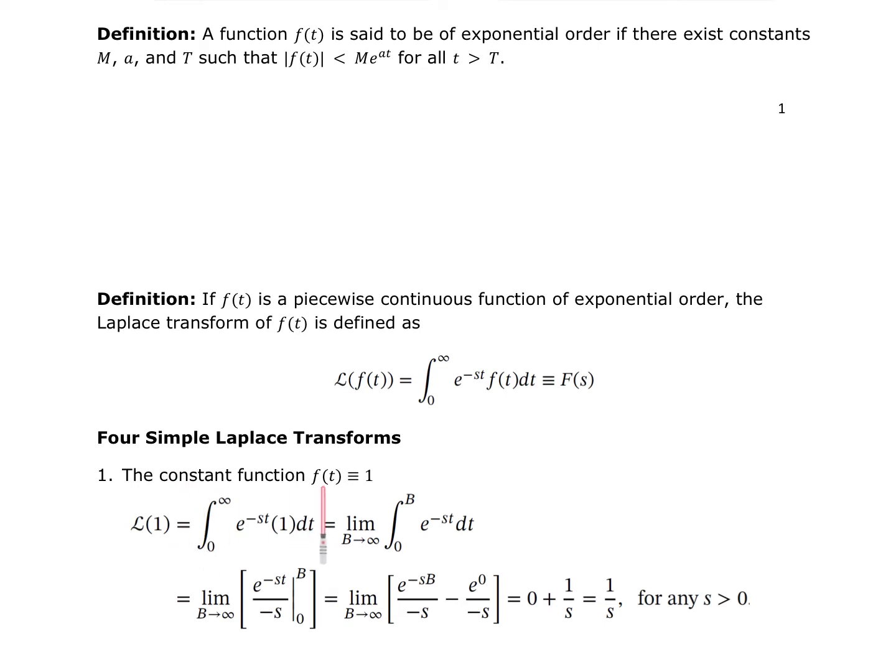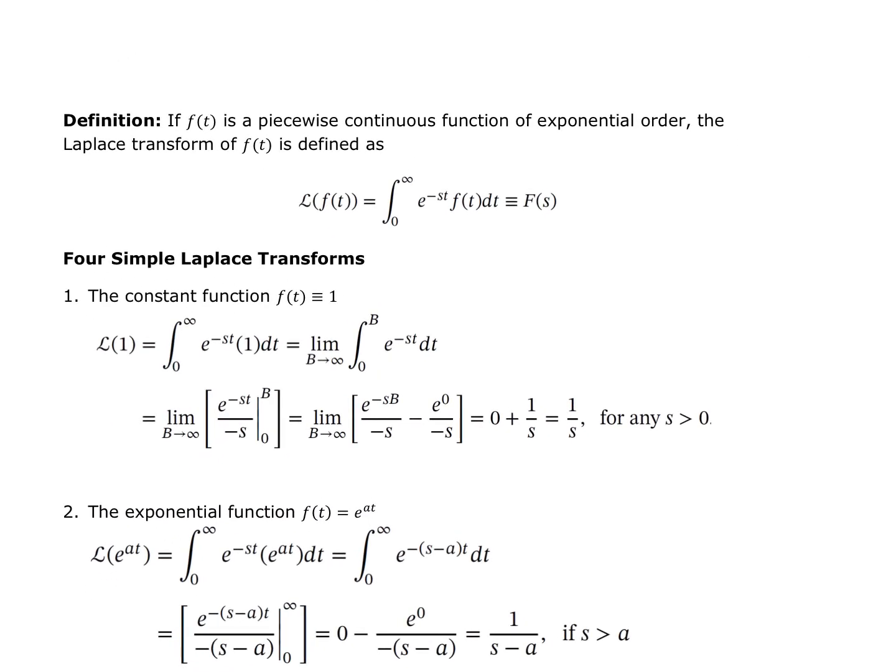Let's start when f of t is 1. When f of t is 1, then I'm doing the Laplace transform on 1, which gives me the integral of e raised to the negative st dt, which can also be done as the limit as b goes to infinity, because this is an improper integral. Because it's an improper integral, we're going to take the limit. And when that happens, we have the limit as b approaches infinity of this.